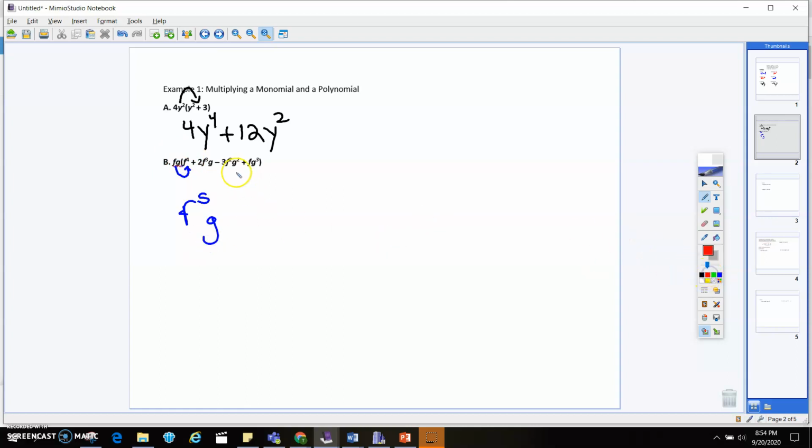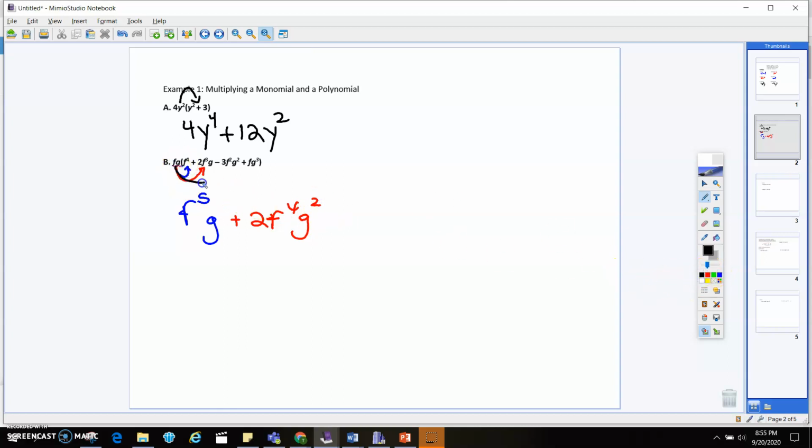Okay? And we've got fg times 2f to the 3rd, g to the 1st. So we've got 2 times 1, which is going to give us 2. F to the 4th power because 1 plus 3 gives us 4. And g to the 1st times g to the 1st gives us g squared.